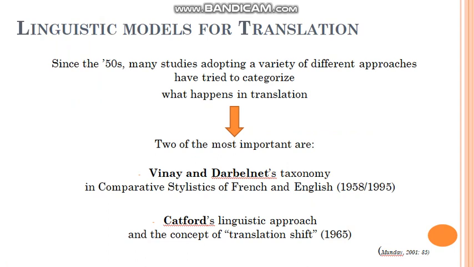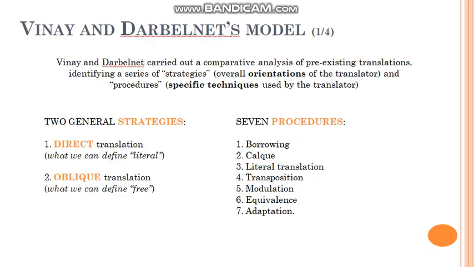But the two most important are Vinay and Darbelnet's taxonomy in the comparative stylistics of French and English, which was mentioned in 1958, and second is Catford's linguistic approach and the concept of translation shift. The translation shift we will discuss in another video, but right now we will discuss these two models, Vinay and Catford.